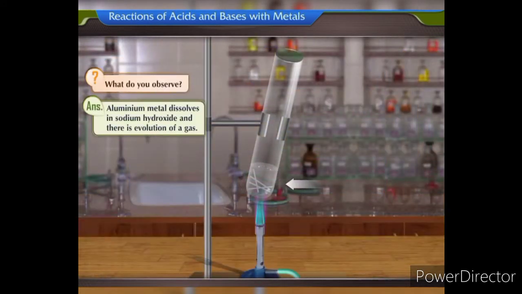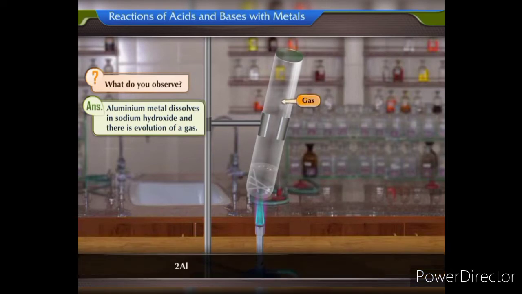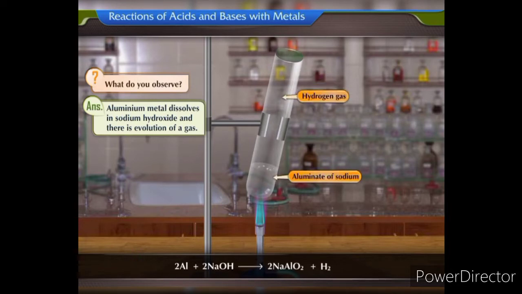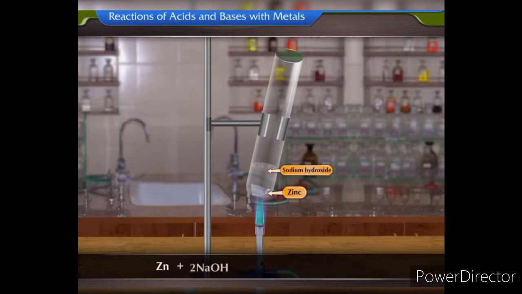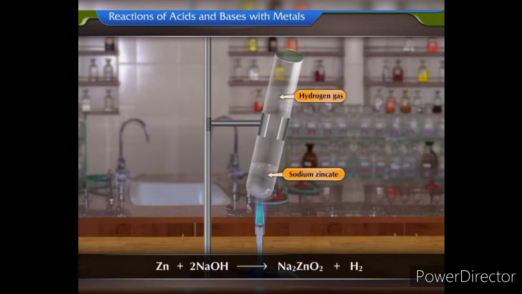Aluminium metal dissolves in sodium hydroxide and there is evolution of a gas. Aluminium reacts with sodium hydroxide to form an aluminate of sodium and hydrogen gas. How does zinc react with sodium hydroxide? Zinc reacts with sodium hydroxide to form sodium zincate and hydrogen gas.